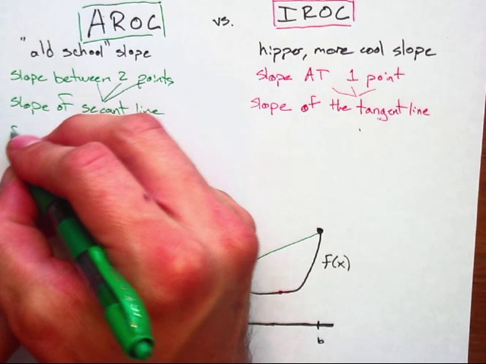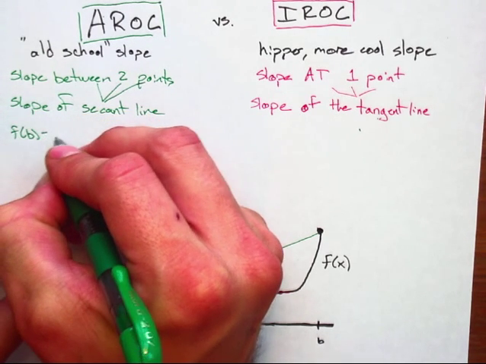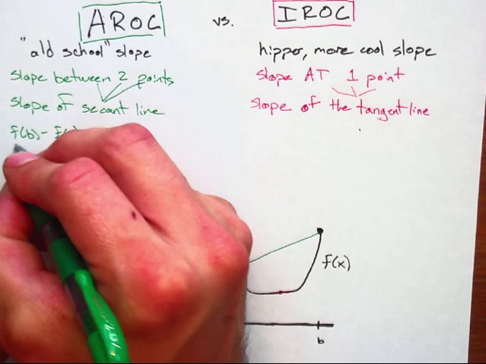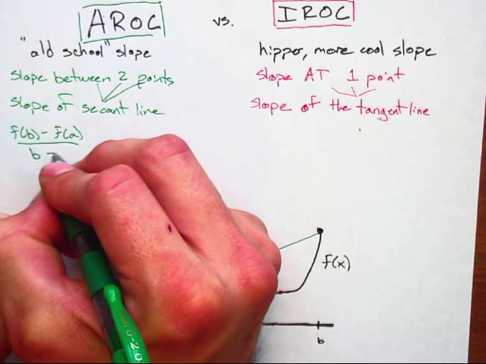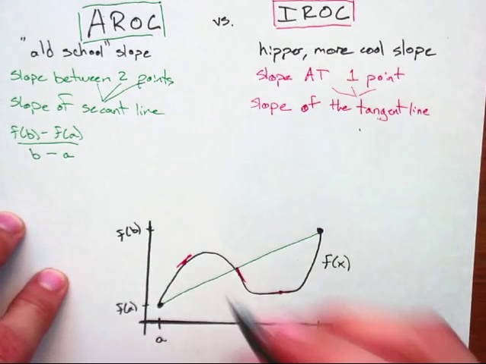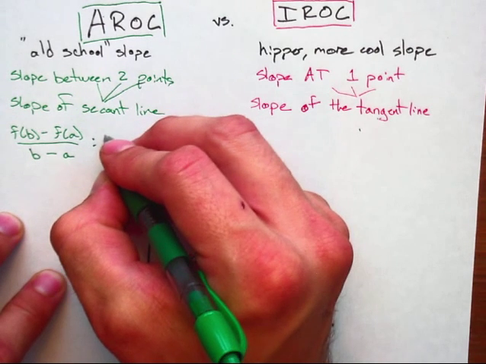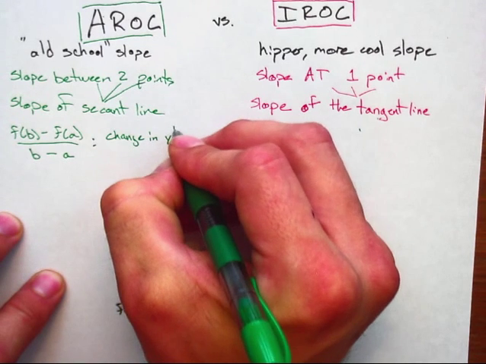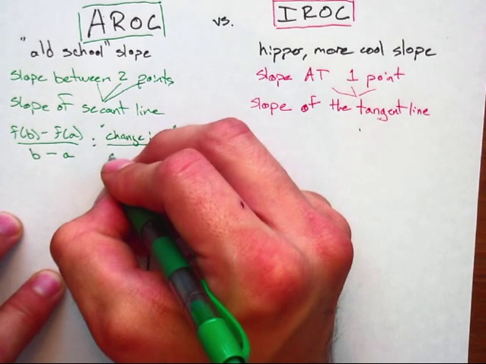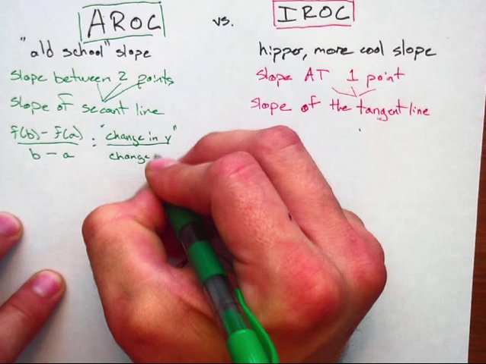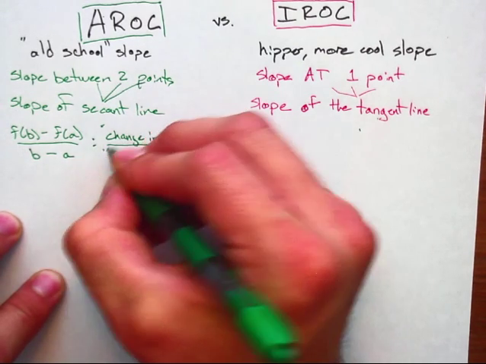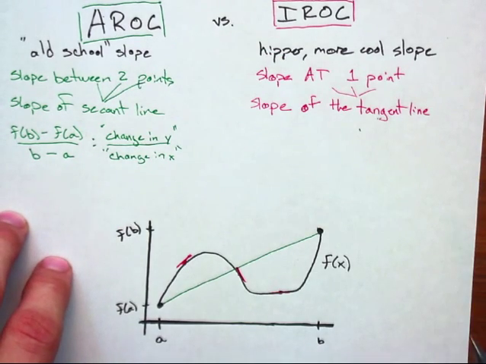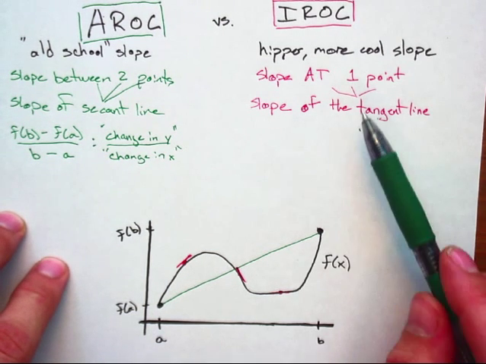Algebraically, you can do your old slope formula, f of b minus f of a all over b minus a. That will become more familiar if it's not already. Or the saying, change in y over change in x. And that's what you guys have heard. Rise over run. All that stuff still counts for slope. That is what your average rate of change is. But instantaneous rate of change is slope at 1 point.